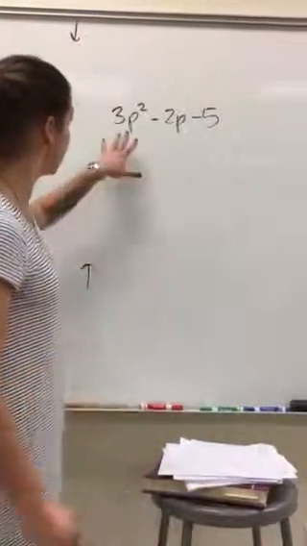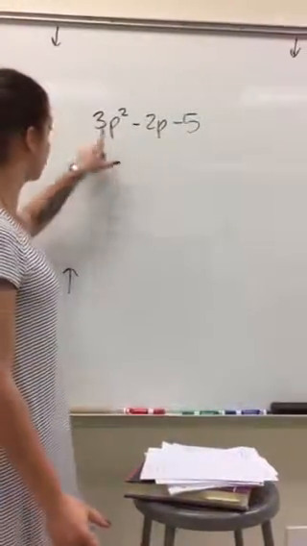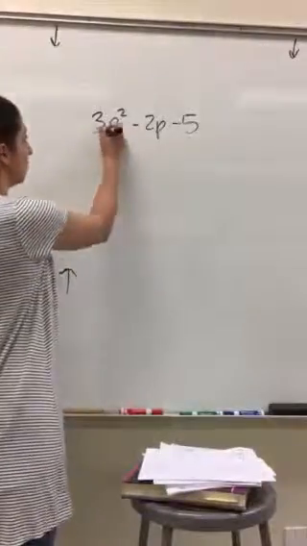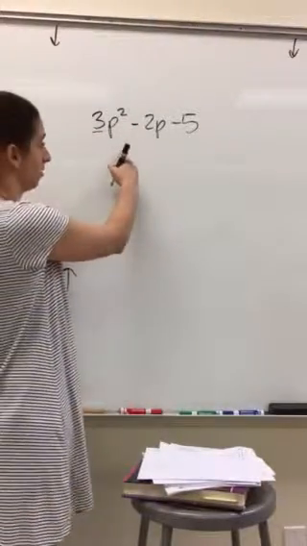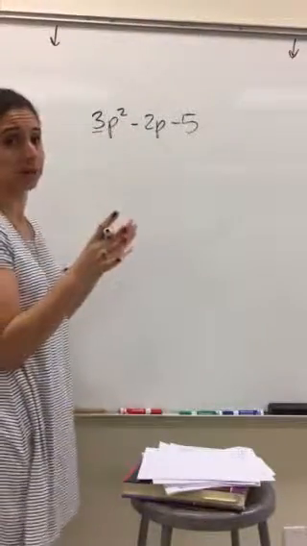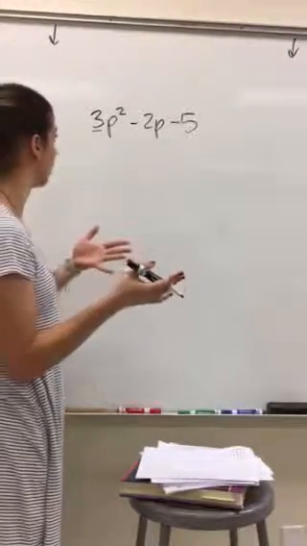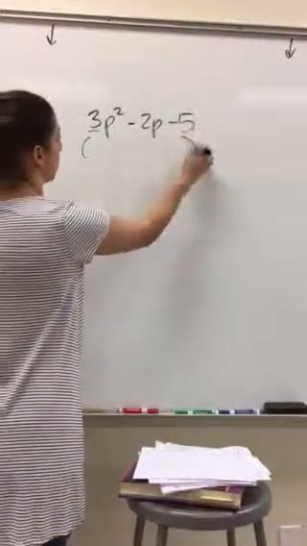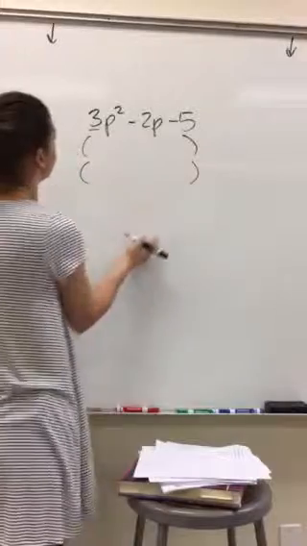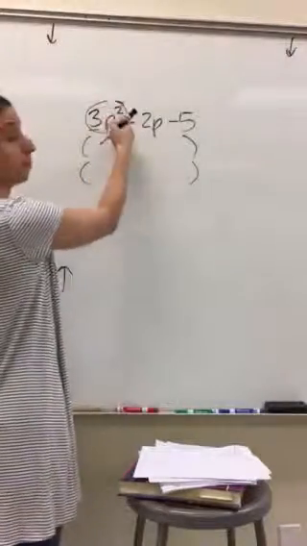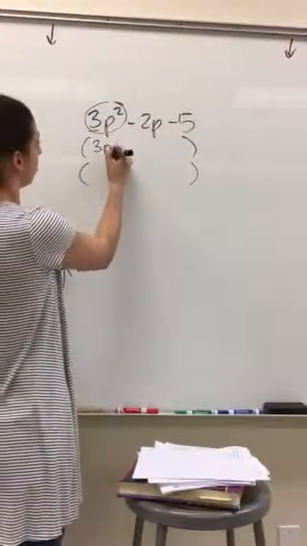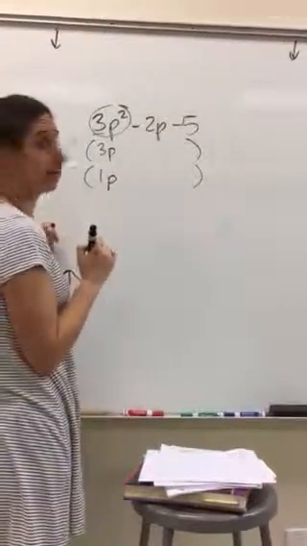Okay, so this time, we're going to use that same process, but if you notice, there's a 3 in front of the p squared. But we're going to use the same process. It just takes a little bit more guessing and checking. So I'm going to make 2 sets of parentheses, and this time I'm trying to make 3p squared. So 3p and 1p, that'll do it.